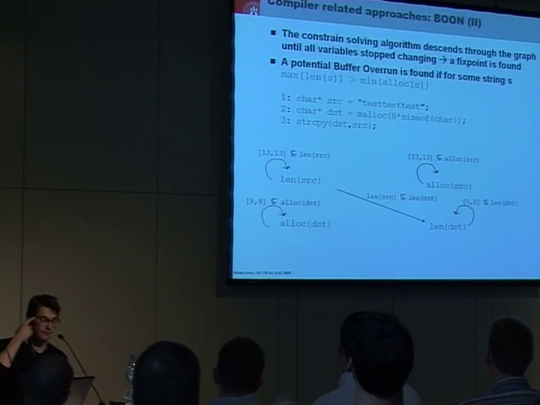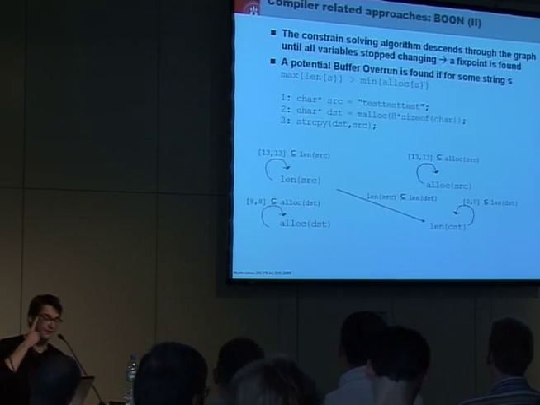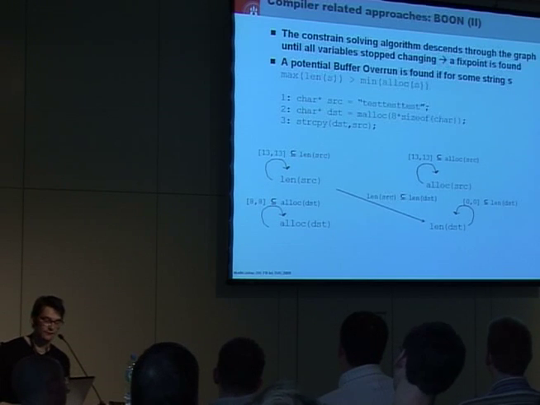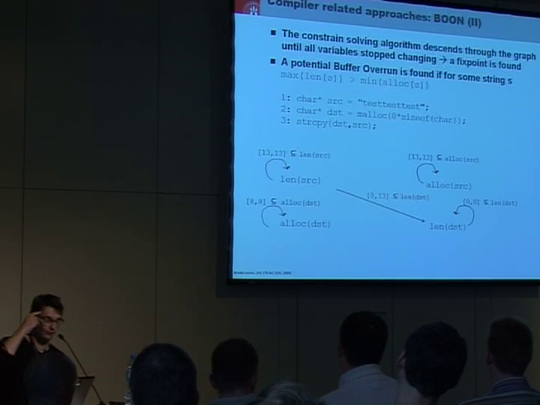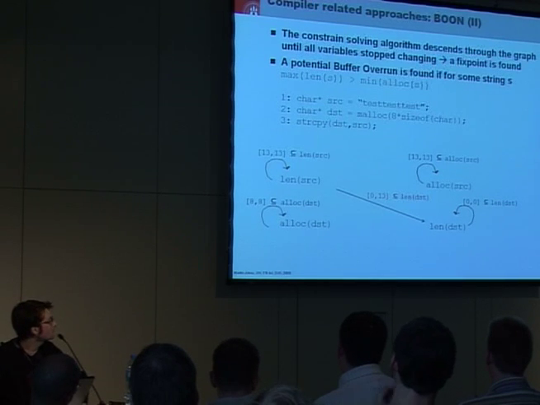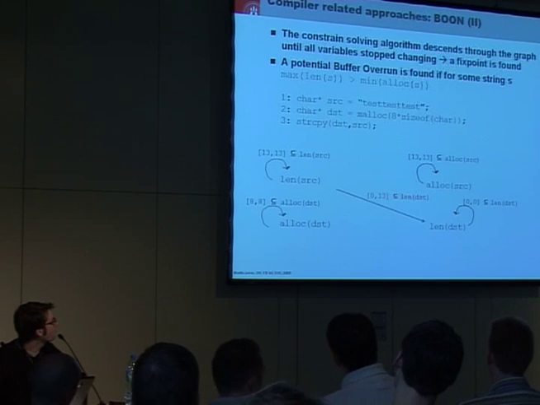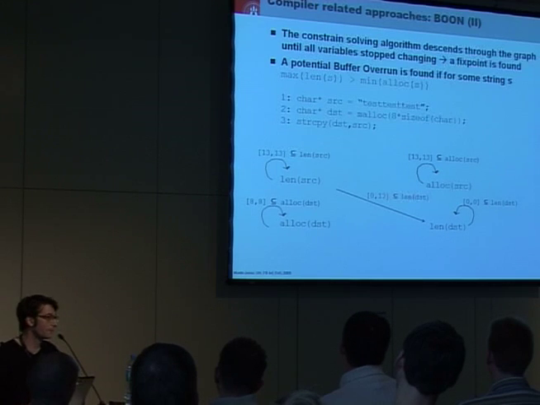A potential buffer overrun is found if we have some variable where the length of s is bigger than the allocation of s, and we have something like here. If you see, the length of the destination is in the range between 0 and 13, but the allocation of destination is in the range between 8 and 8. So the minimum allocation for destination is smaller than the maximum length of destination. We have a buffer overflow here.